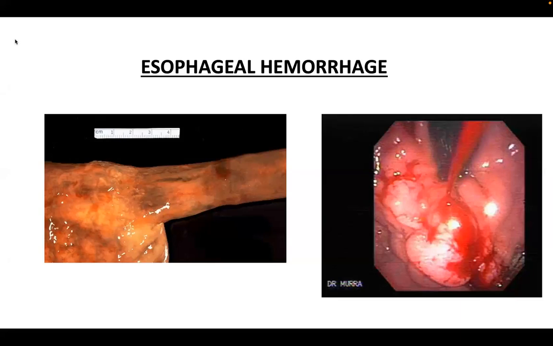Now, tip. Rubber band ligation is the gold standard. Sclerotherapy is an option, but it is not the gold standard. The insertion of a Sengstaken Blakemore tube, a nasogastric tube, is not the gold standard, but it's part of the management. The best answer, best prognosis, best success rate is rubber band ligation. So please take note of this.